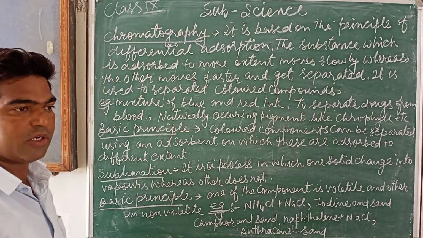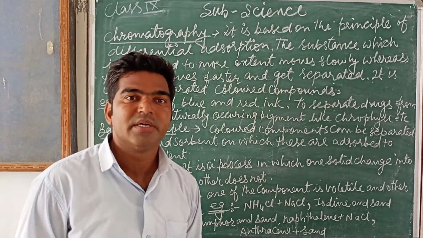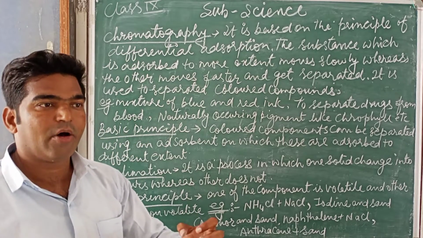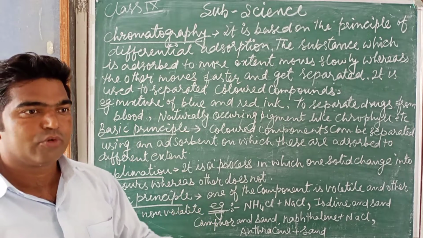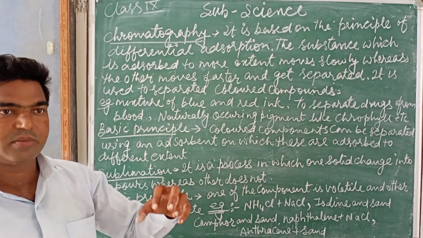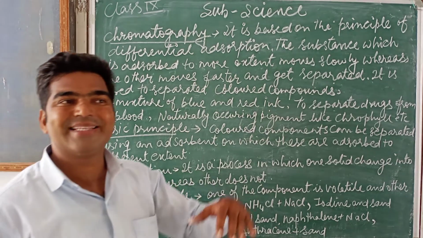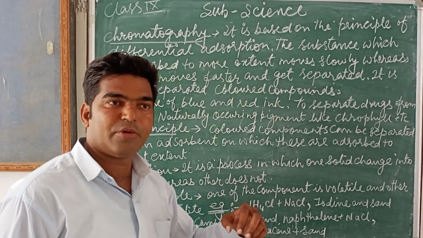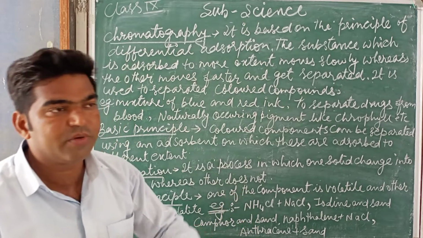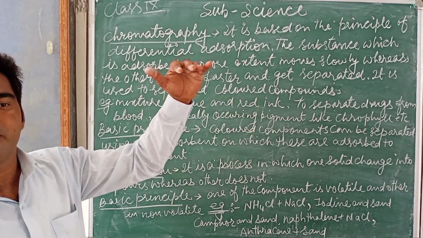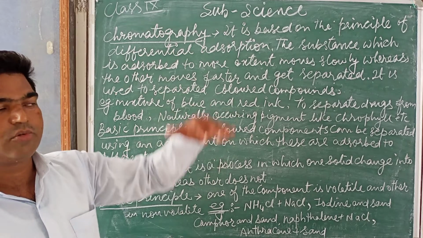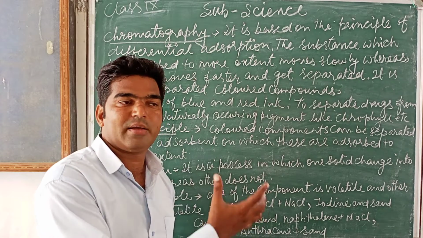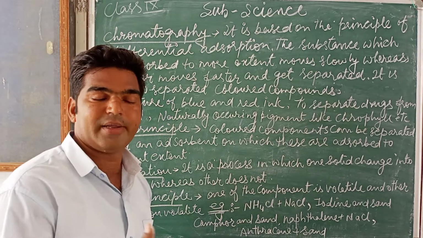Suppose that in blood there are different types of drugs. They have different adsorbing properties. Those which adsorb strongly run a shorter distance, and those which have less adsorbing properties move faster and run a greater distance. Similarly, we can also separate naturally occurring pigments.